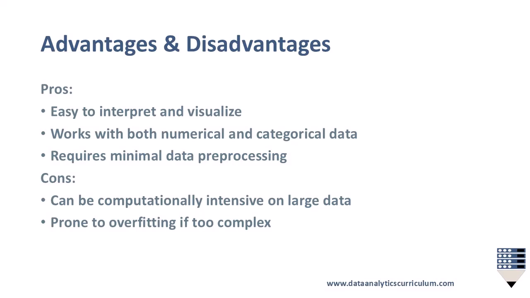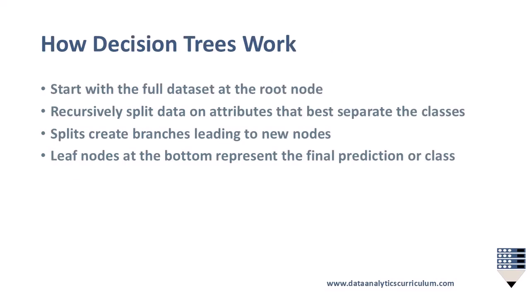Advantages and disadvantages. Decision trees have several advantages. They're easy to understand and visualize. You can literally follow the path down the branches to see how a prediction was made. They work with both numerical and categorical data, and they don't require much pre-processing. But there are some downsides too. For very large datasets, trees can become computationally heavy. And if the tree grows too deep or too specific, it can overfit, meaning it memorizes the training data instead of learning general patterns.